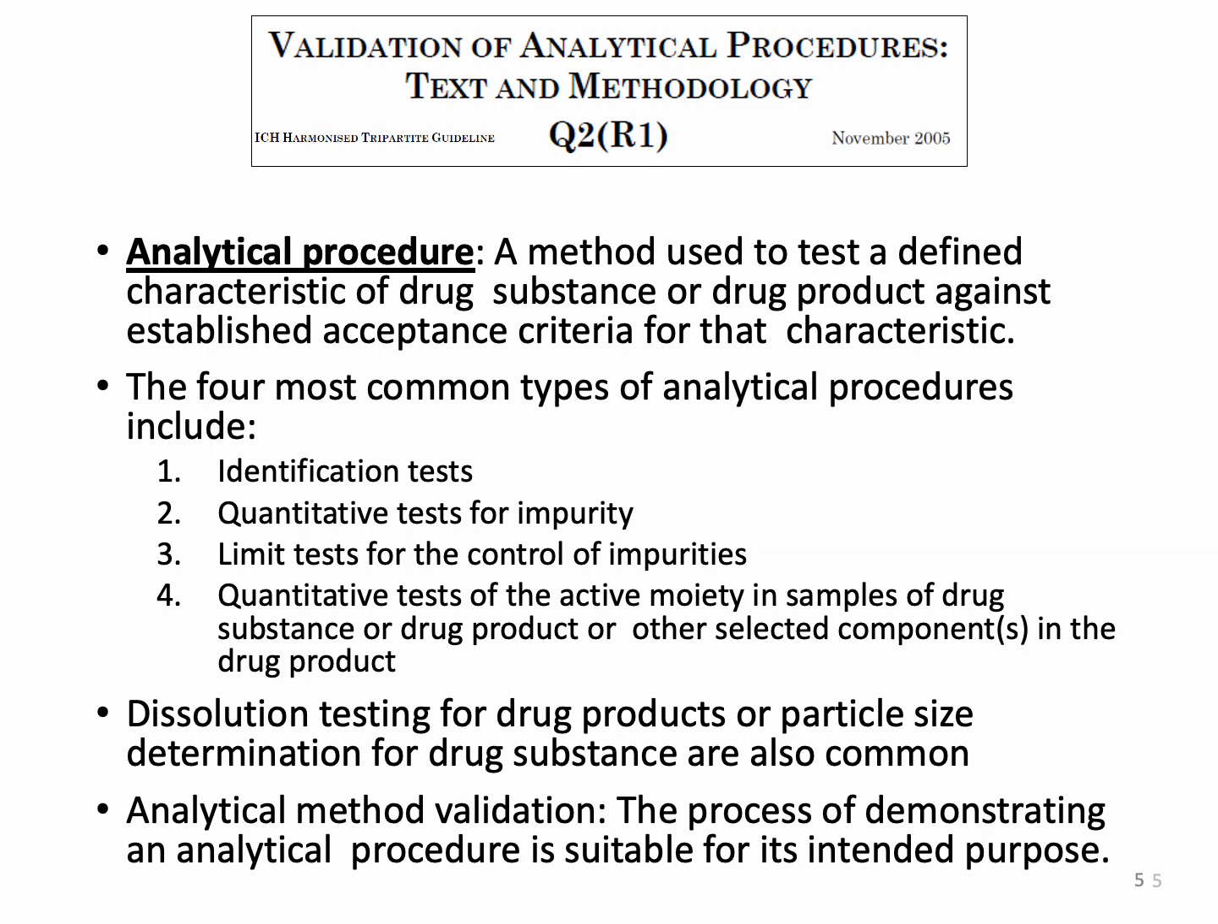So dissolution testing for drug products or particle size determination for drug substance are also common. We can also talk about analytical method validation. That's a process of demonstrating an analytical procedure is suitable for its intended purpose. And of course, all of the information that we're talking about must be in the chemistry, manufacturing, and control document.